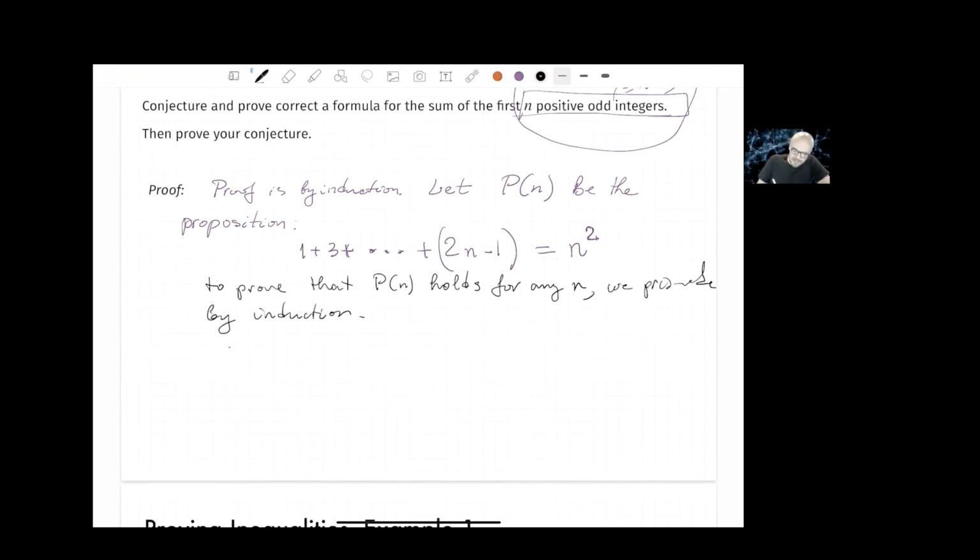Okay, so the basis step. You write down the basis step. What is P of 1? I'm claiming that it is true, and you tell me why. Why is it true? It's 1, so 1 squared is just 1. Yeah, you're correct. I should write it the way you told me: 1 equals 1 squared, so it holds.